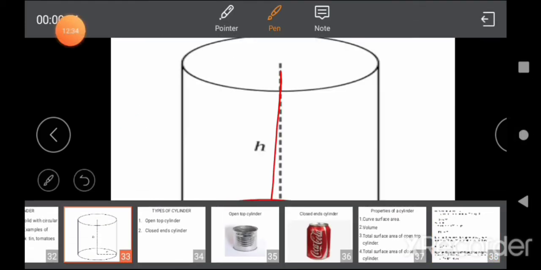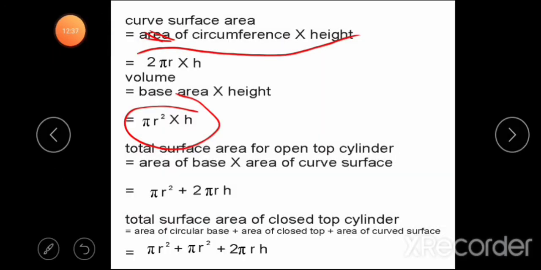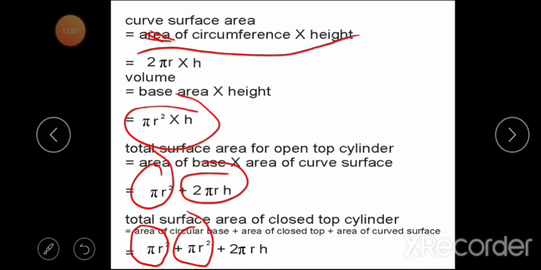Then the formula for the total surface area of the open top cylinder is the area of the base, which is pi r square, plus the area of the curved surface. Then the area for the closed top cylinder, or the closed end cylinder, is simply the area of the circular base plus the area of the closed top plus the curved surface area.